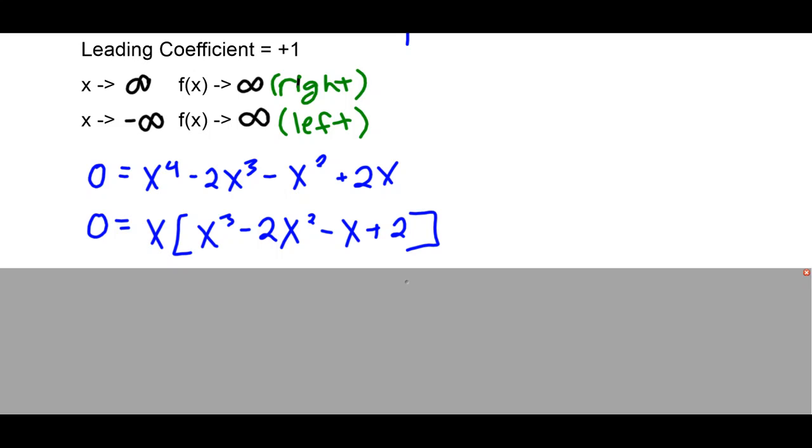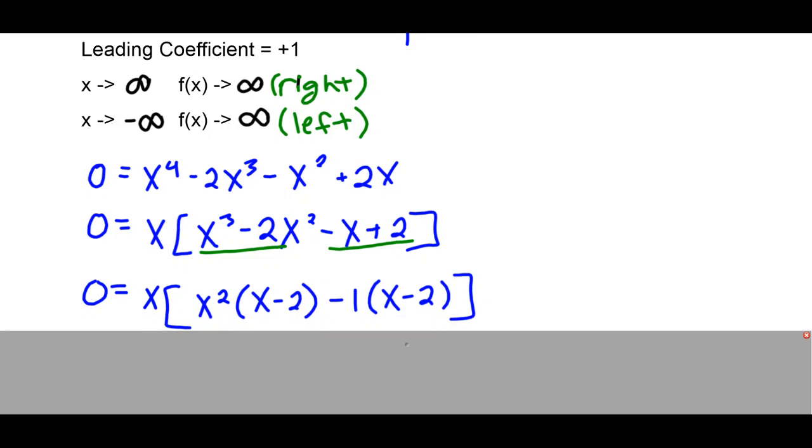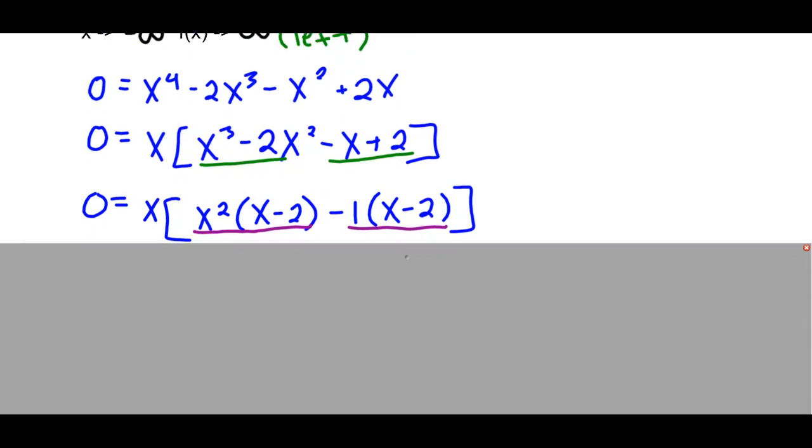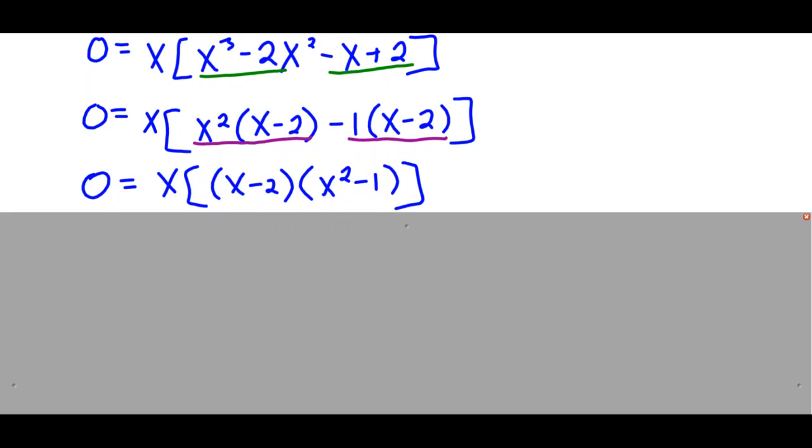So now what we need to do is we need to use factor by grouping. We can group these two terms and these two terms together. And the GCFs for each of those would be x squared. And the GCF for the second two terms would be a negative 1. And once you do that, you notice that we have an x minus 2 in both of these terms. Here we have an x minus 2, and here we have an x minus 2. So that means that we can factor out an x minus 2 right here, leaving us with x squared minus 1.